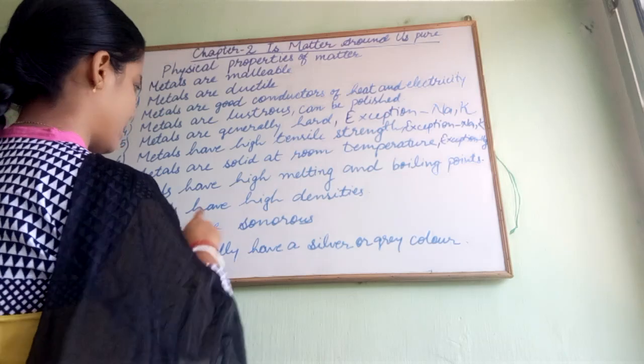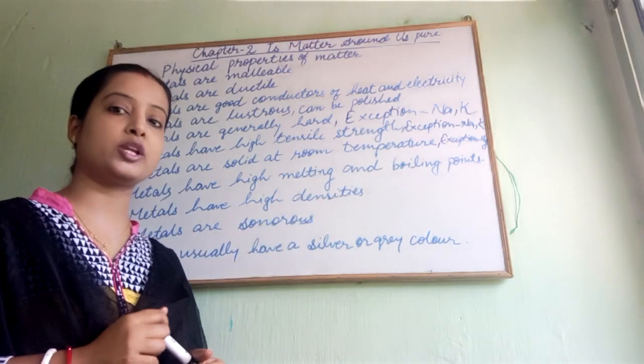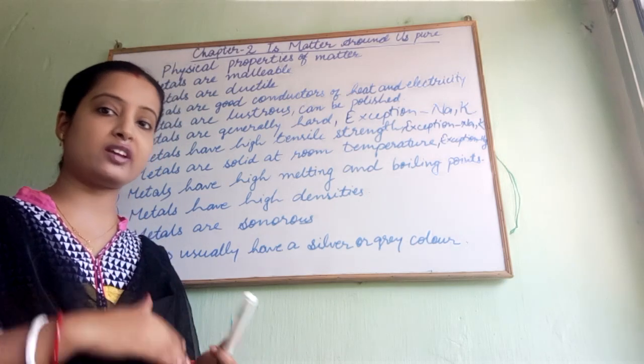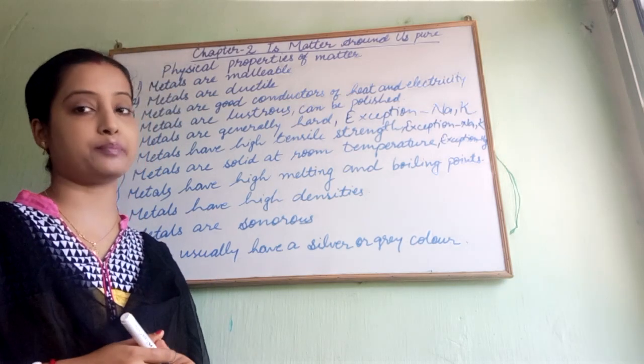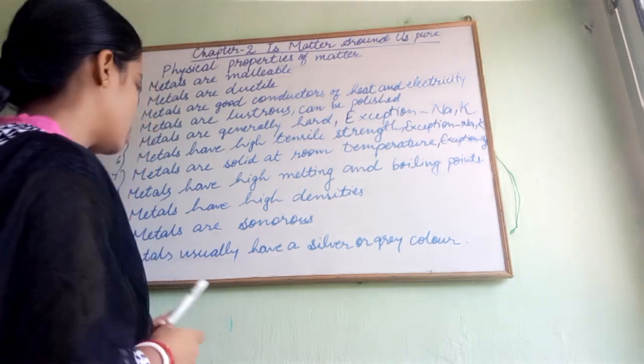Metals have high melting and boiling point. Yes, students, metals are having high melting and boiling point. That means they melt and vaporize at a very high temperature. Now comes to this one.